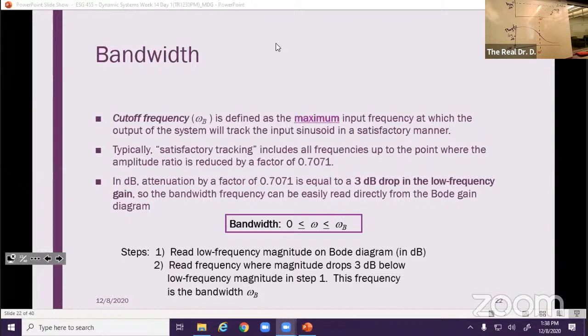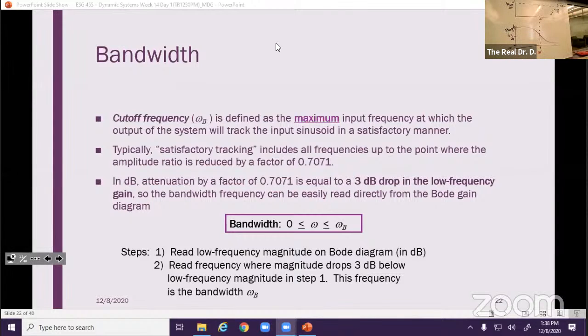So it's all dependent on this thing we call the cutoff frequency, which is omega b, which is obviously for cutoff frequency. Don't confuse it with corner frequency, which is omega c, right? Think of it as omega b for bandwidth, right? The cutoff frequency is for bandwidth. What does the cutoff frequency tell us? It tells us the maximum input frequency at which the output of a system will track an input sinusoid in a satisfactory manner.